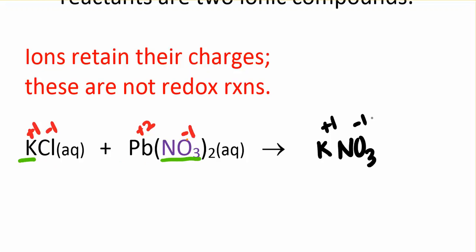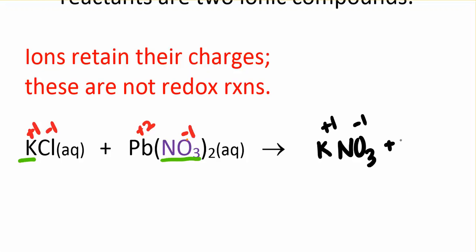Its charge is -1. And then I need to look at this and make sure this is a good formula. In other words, cross down these numbers. And if I cross down these, I would just have a 1 and a 1. So that doesn't do anything. We don't need to show 1s. So that is the good formula for potassium nitrate.